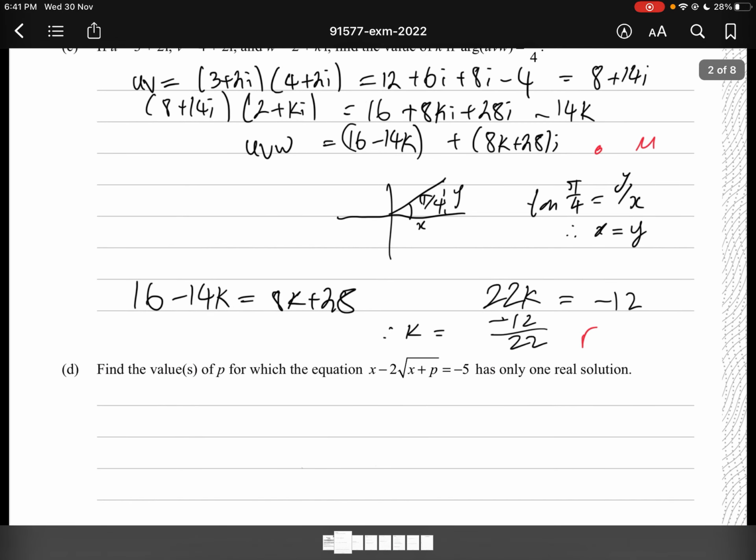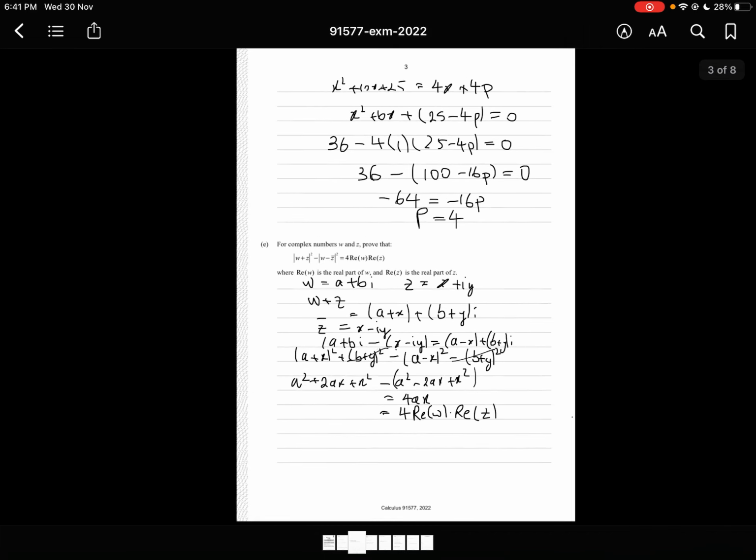So find the values of P for which the equation x minus 2 root x plus P equals negative 5 has one real solution. Alright, so let's get started on the next page.